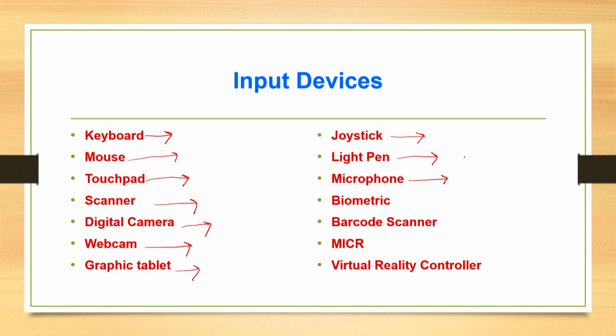Microphone, which takes input as voice. Biometric is used for security purposes. Barcode scanner, which you have seen in shops also, takes data from barcodes. MICR, and the last one, which is the most emerging, is virtual reality control, that gives an impression that you are actually working somewhere, but you are not currently present over there. So, I will discuss all of these one by one.